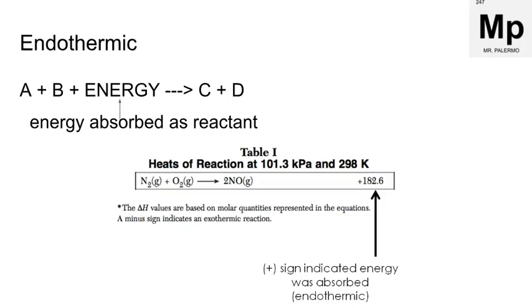Looking at reactions, we have two basic types in terms of energy. We have the endothermic, where energy is absorbed, so it is on the reactant side, the left side of our arrow. And if you look at table I, on the bottom it tells you that a minus sign indicates exothermic, so a plus sign indicates that this reaction, in this example here, is going to be endothermic. That means the energy is going to be on the left-hand side. So I could rewrite, instead of energy, I could write 182.6 kilojoules over here. We're absorbing that. That energy is needed for this reaction to occur.